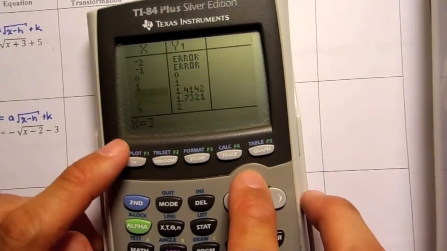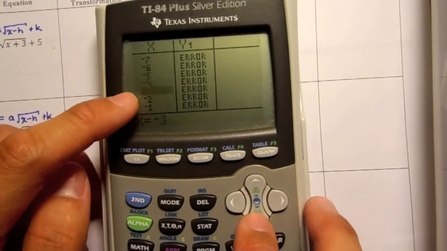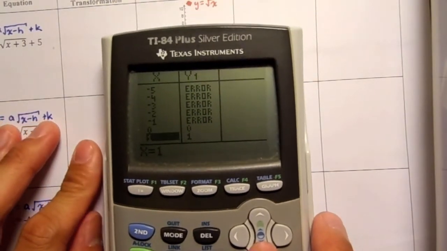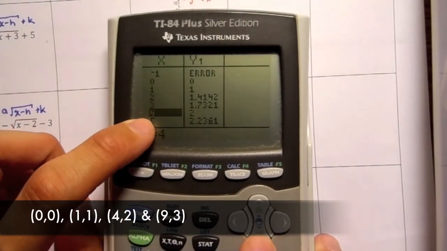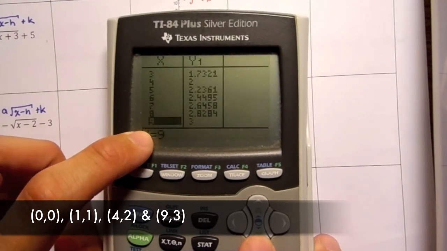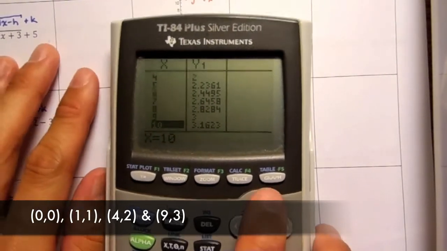And hey guys, notice if it's negatives, there's an error. That's because we cannot take the square root of a negative number. Here are your points: 0, 0; 4, 2; 9, 3. And you can use those 3 points to form your curve.